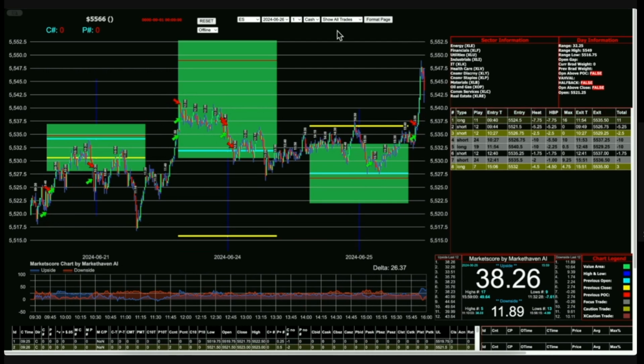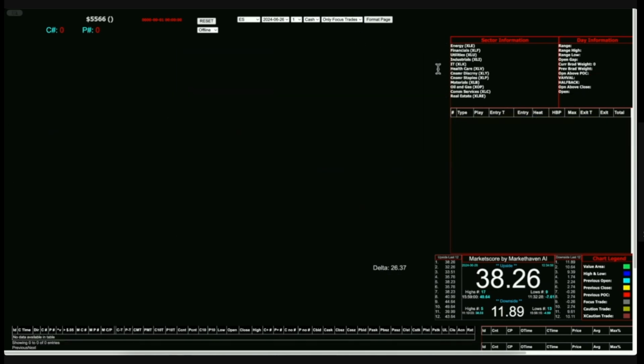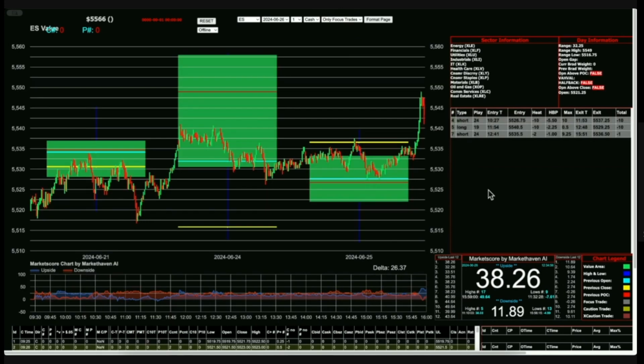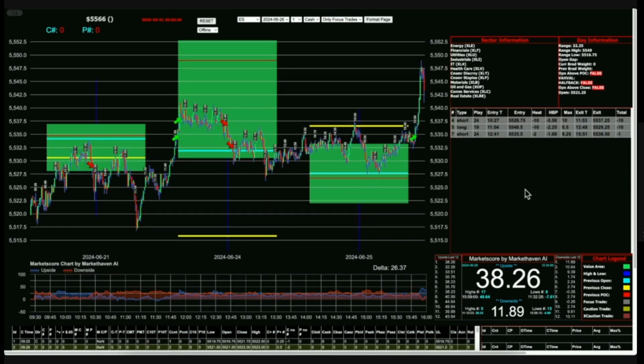But the first thing I want to do is actually switch this. Part of the reason why I'm going to do this is I'm going to switch it to just show focus trades. And the reason for this is it'll make it a lot easier as we go through this for you to be able to see the different trades that I'm talking about.